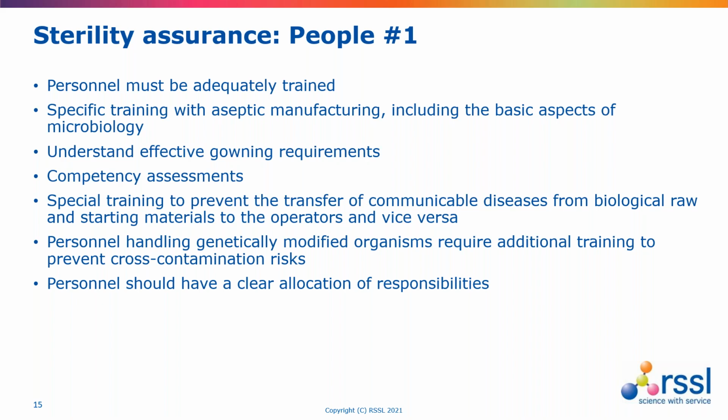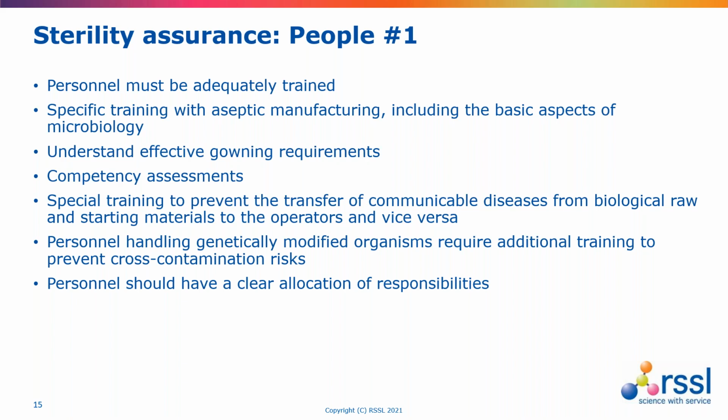And training should include adequate gowning requirements, and an assessment of the competency of the personnel to work with aseptic production areas. So this will involve, say, annual broth transfer tests and annual assessments of good gowning practices. Special training should be in place to prevent the transfer of communicable diseases from biological raw and starting materials, both from the operator to the materials and often vice versa as well.